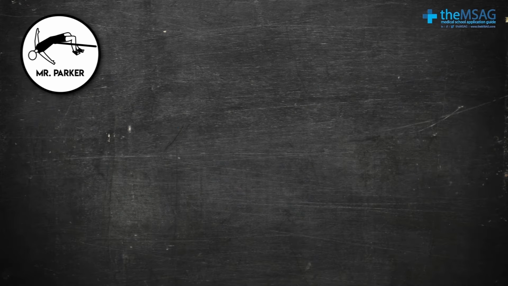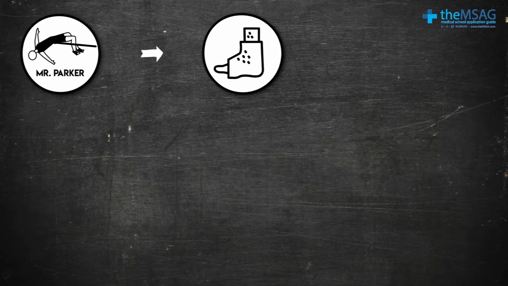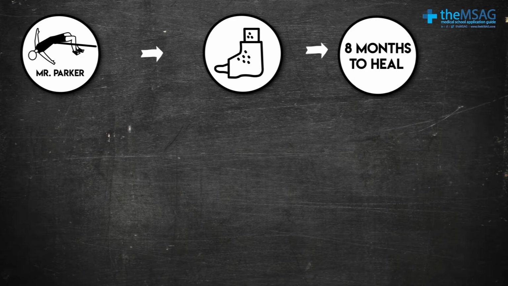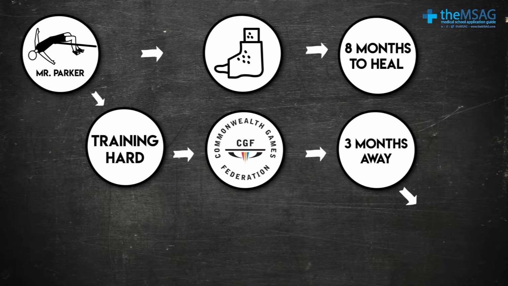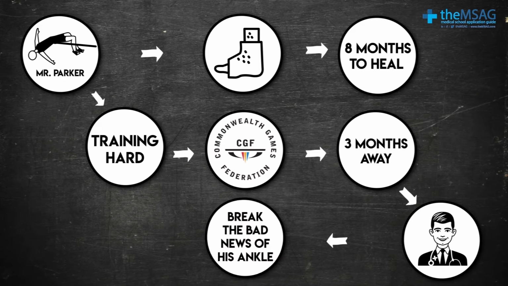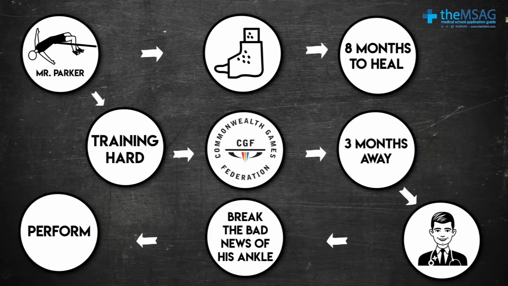Mr. Parker is an Olympic high jumper. He fractured his ankle during training and it will take at least 8 months to heal. He has been training hard for the Commonwealth Games, which are 3 months away. You are his doctor and you must break the bad news of his ankle to him and explain that he will be unable to perform in the upcoming tournament.